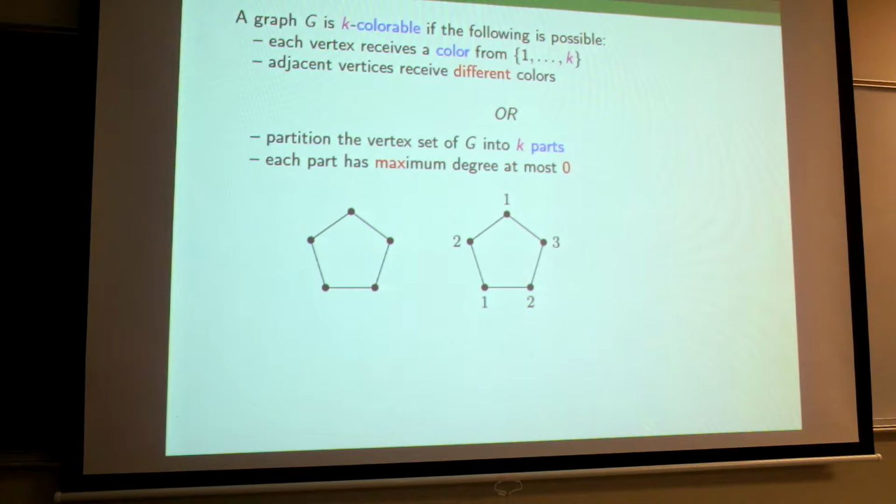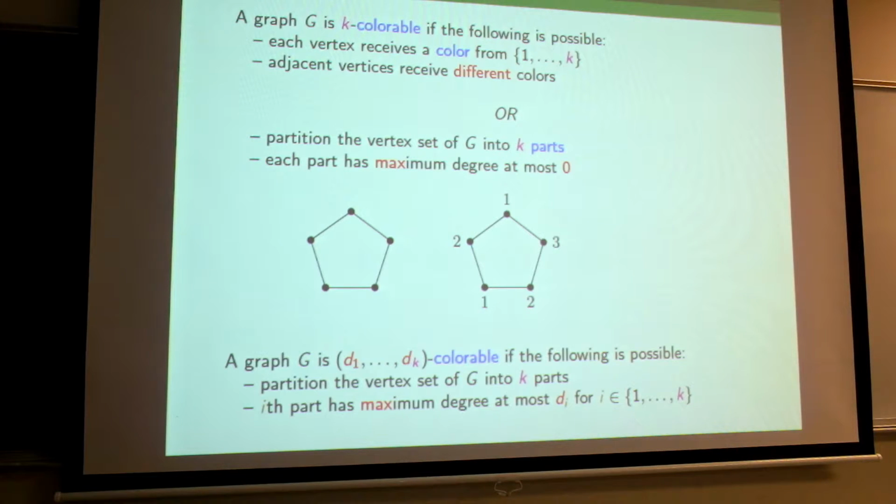So this is where improper coloring comes in. With improper coloring, in each color class you're going to allow some defects to happen. You're going to allow some edges to be monochromatic, and we will do it in this way. We'll say a graph is D1 all the way up to Dk colorable.